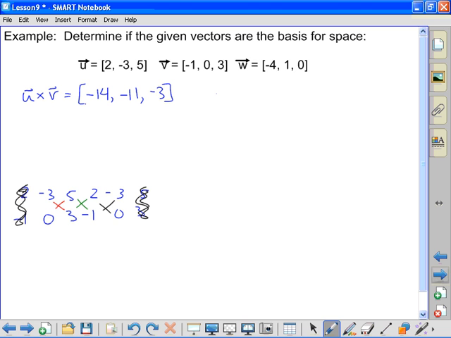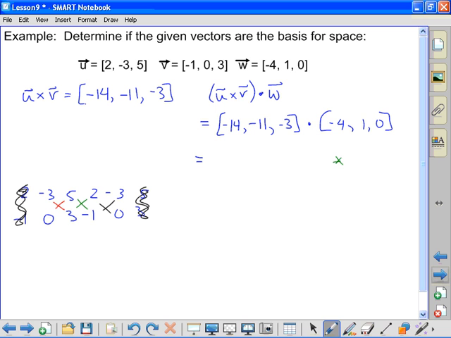Now, u cross v dot with the third vector. So I have negative 14, negative 11, negative 3, dot with negative 4, 1, 0. Now you're saying to yourself, well, I'm going to need a calculator for this. No, you don't need a calculator for this. Remember, when you do a dot product, the result is a scalar. It's going to be a number.